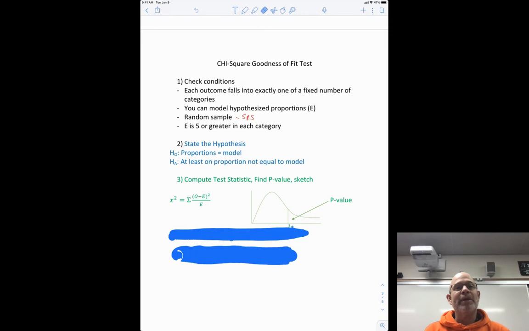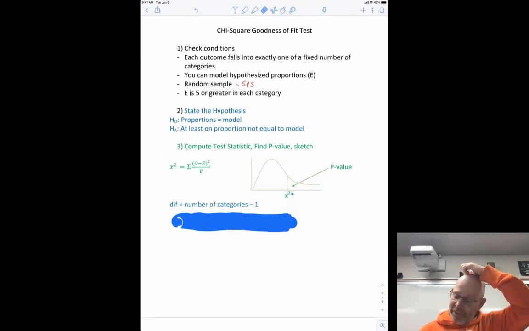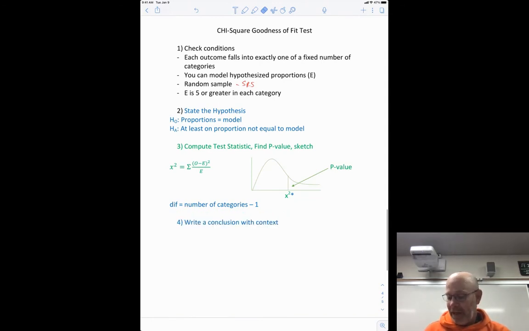So there's that chi-squared test statistic again. It's observed minus expected squared over expected. Okay. The degrees of freedom is the number of categories minus 1. And at the end, we're going to write a conclusion in context. So I'm going to do an example, degrees of freedom there, sorry. But everything kind of works the same as we've done before.